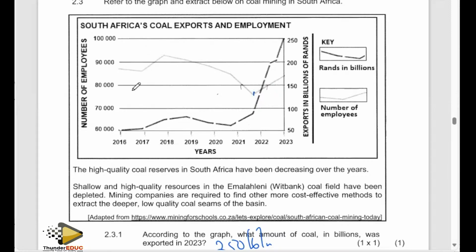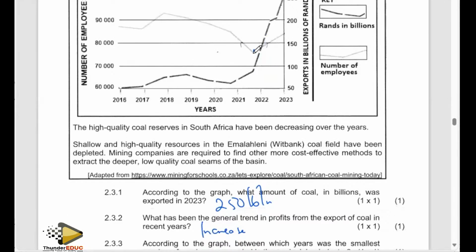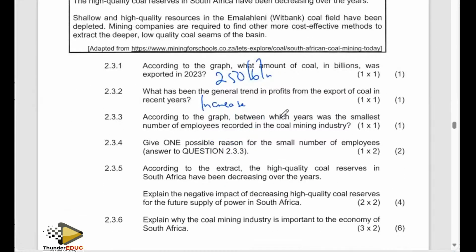If we check here, it was below 80,000, declining from around 90,000. From over 90,000, it went down to below 80,000, which is around 75,000 workers employed in the coal mining industry in South Africa. So between which years? It's between 2021 and 2022. This is 2021 and this is 2022. The sharp decline is between those two years. So between 2021 and 2022, those are the two years in which there was a sharp decline.